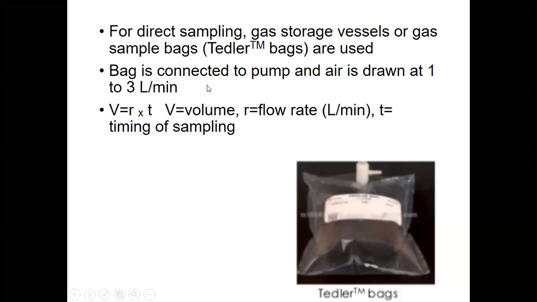The bag is connected to a pump, and air is drawn at 1 to 3 liters per minute. That flow rate is really important because, as you can see in the third point, volume equals flow rate times time of sampling. According to this equation, when we change the flow rate, we can change the volume. We can keep the time fixed, and within a fixed period of time we can determine the volume that we are going to collect by changing the flow rate. Or there's another way: we can fix the flow rate and change the time of sample collection. All of this depends on our purpose and what we need to analyze, so all these things have to be considered when we do gas sampling.